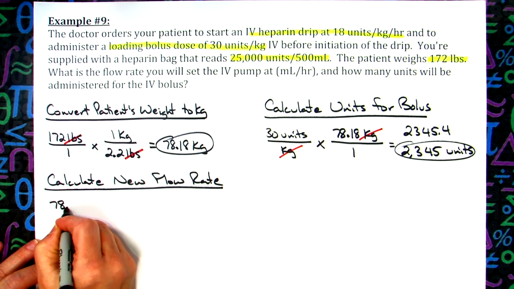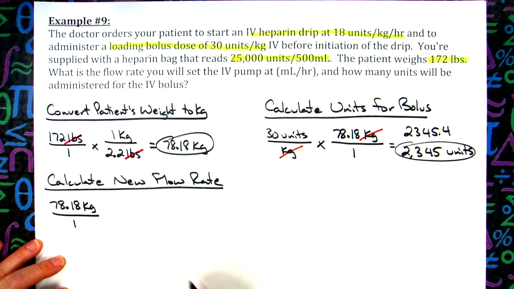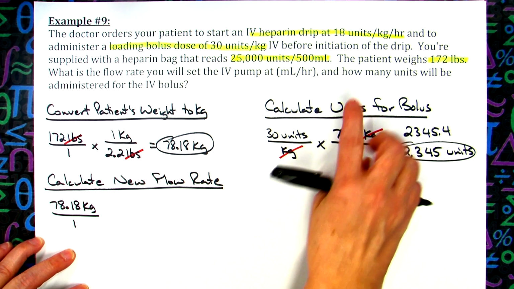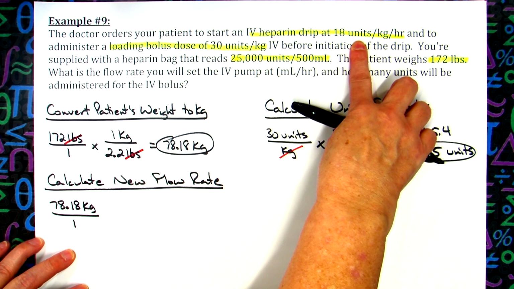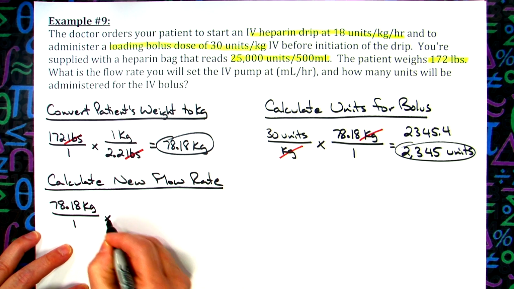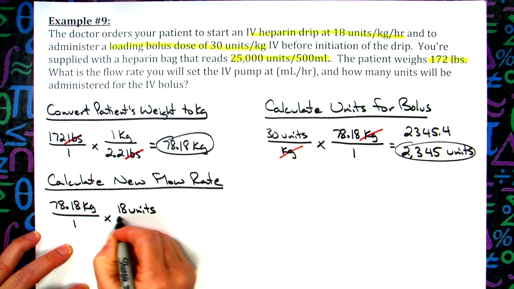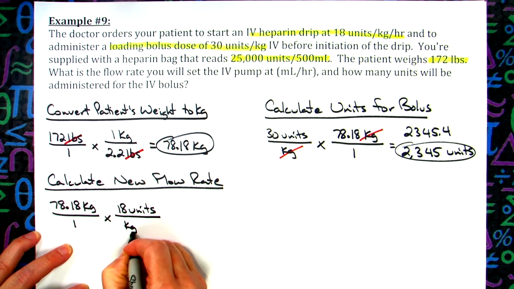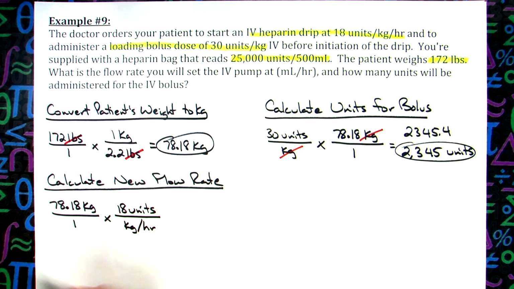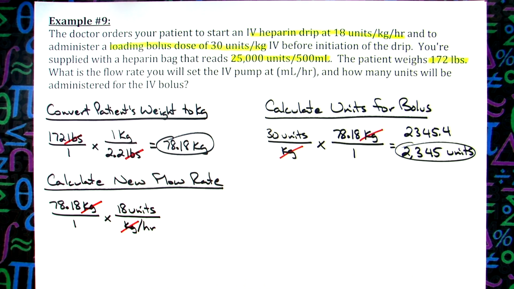We'll have the 78.18 kilograms. We'll put that over 1. All right, now what was ordered is the 18 units per kilogram per hour. To be able to get the kilograms to cross out, I need the kilograms per hour across the bottom. So I'm going to multiply by the 18 units on top, and then we've got the kilograms per hour on the bottom. We can go ahead and cross out kilograms and kilograms.